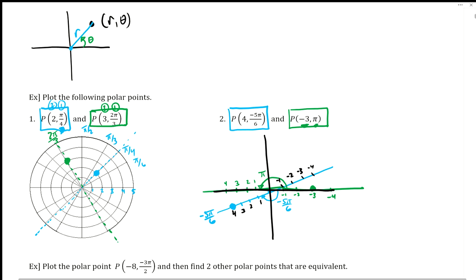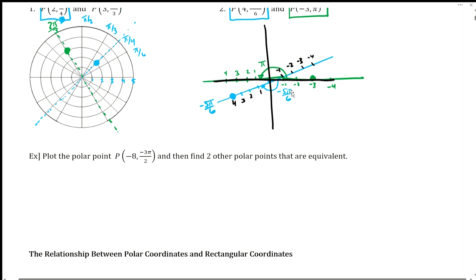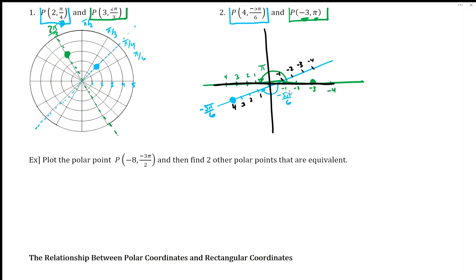Okay, so let's see one more plotting. All right, so here we've got to plot the polar point, and then we'll find two other polar points that are equivalent. Okay, so let's get this right here. And I'm going to measure that angle. Okay, so -3 pi halves, and it might even be better to just say, well, here's my angle 0. Here's where negative pi halves would have been. Here's negative pi. Here is -3 pi halves.